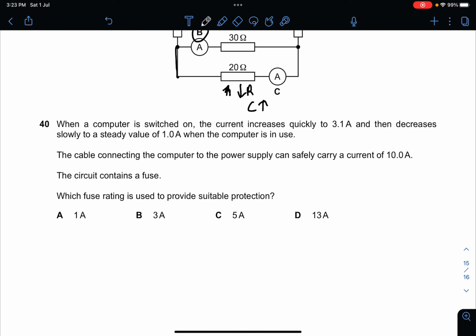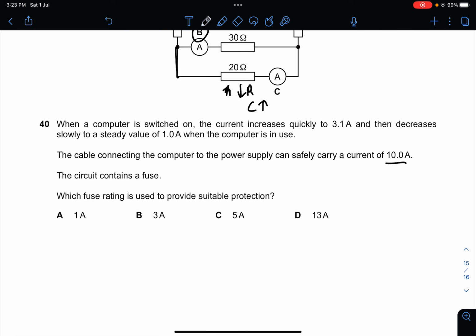When the computer is switched on, the current increases quickly to 3.1 amps and then decreases slowly to a steady value of 1 amp when the computer is in use. The cable connecting the computer to the power supply can safely carry a current of 10 amps. The cable contains a fuse. Which fuse rating is used to provide suitable protection?